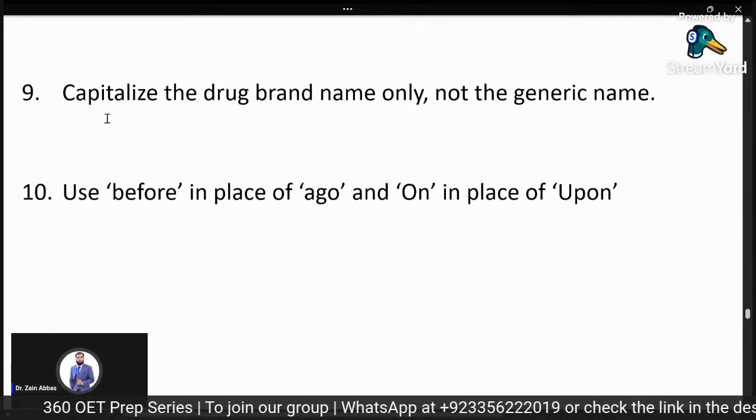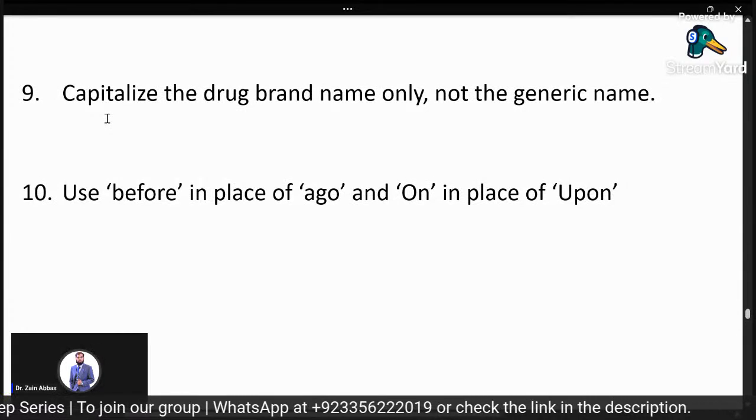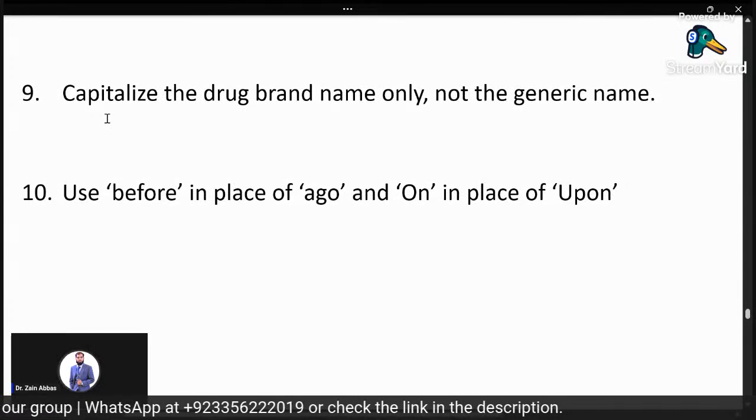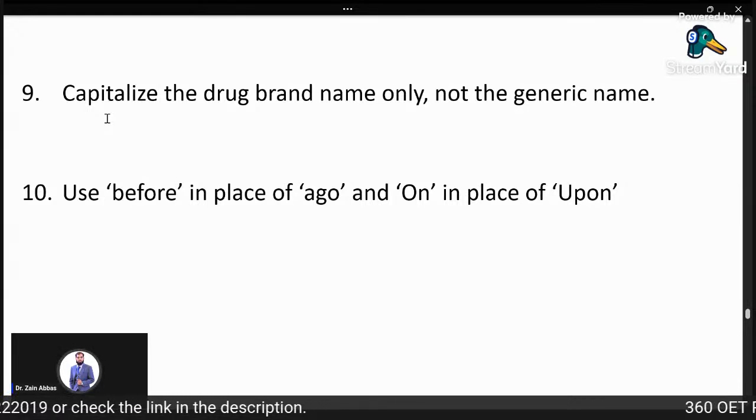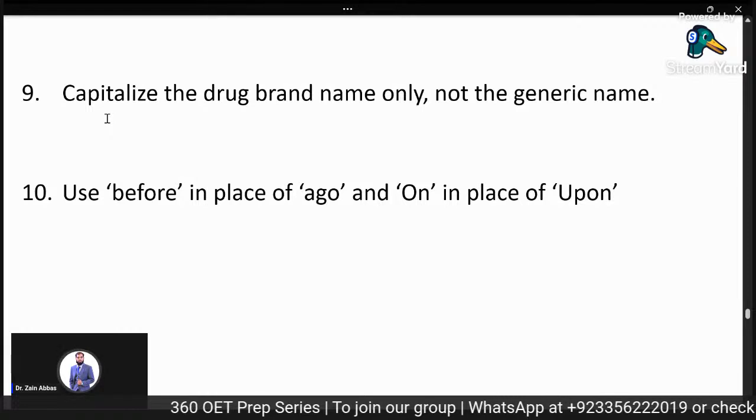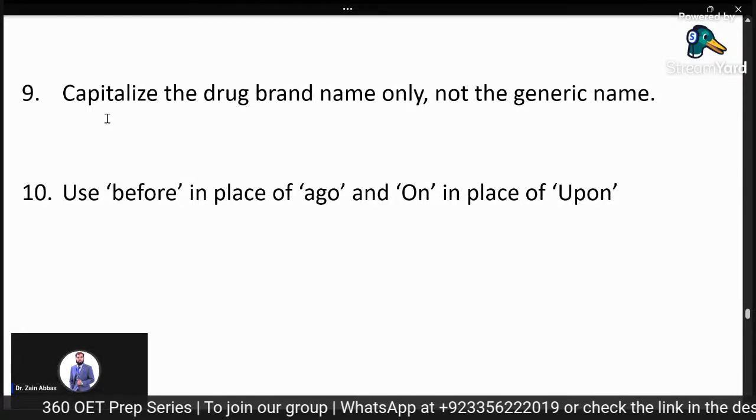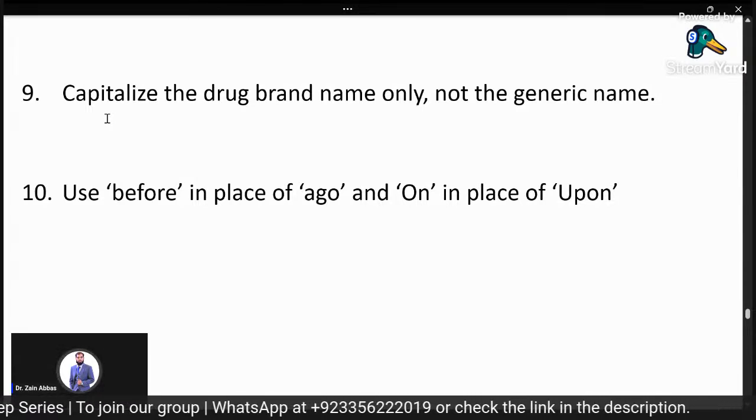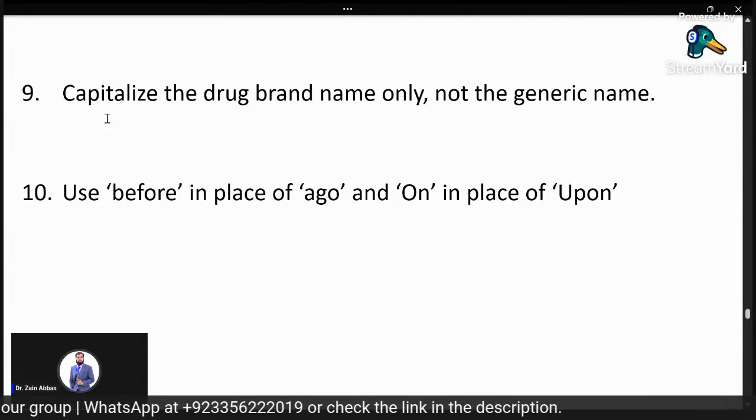The next important point is capitalize the drug brand name only, not the generic name. It's important while you are writing, and also important in your listening subtest. When you are putting the brand name in the fill in the blanks, you must capitalize the drug name which is a brand name, but you do not need to capitalize the generic name of the drug.